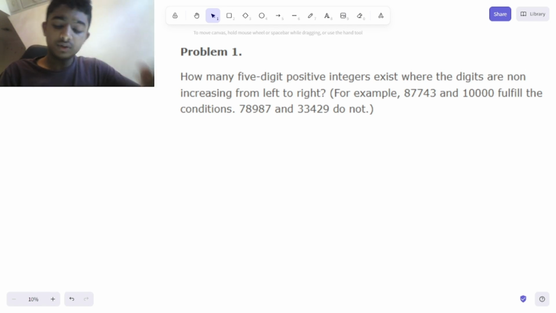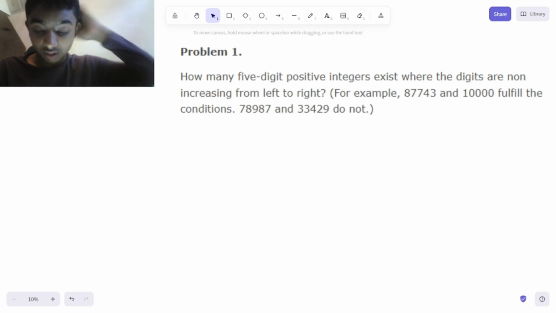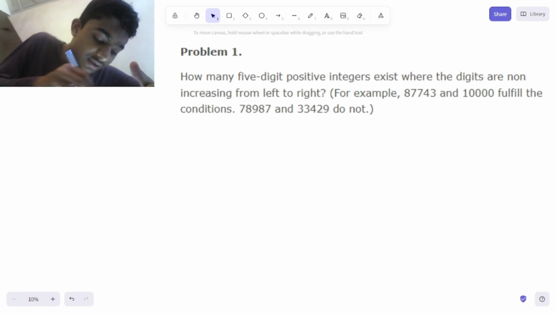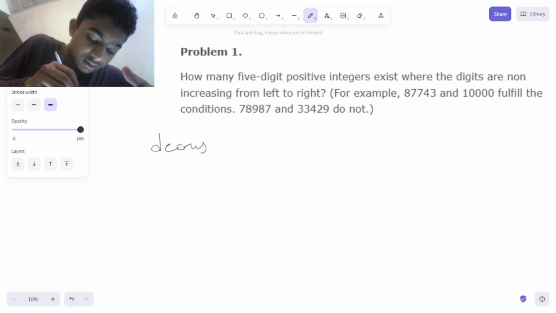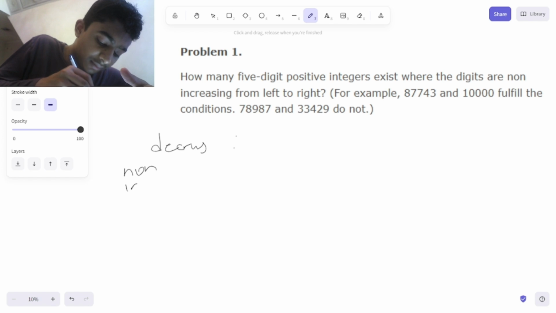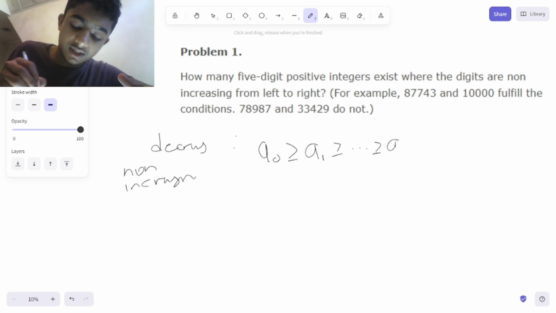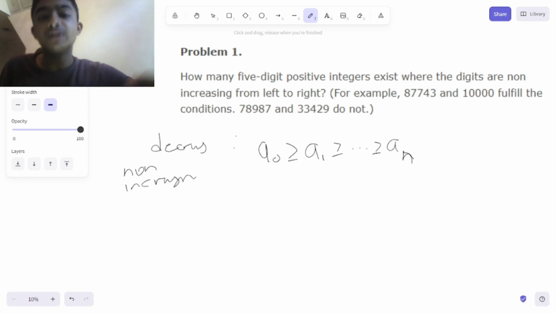Okay, well, what do they mean by non-increasing? Let's first think about this. By non-increasing, it looks like they're talking about non-strictly decreasing integers. What I mean by that is, mathematically, a decreasing sequence, which is also called non-increasing sometimes, is defined by some sequence where we have the initial term a0, which is greater than or equal to the next term a1, and greater than or equal to ... greater than or equal to an, right? Basically, every element of the sequence is greater than or equal to the element that comes after it.